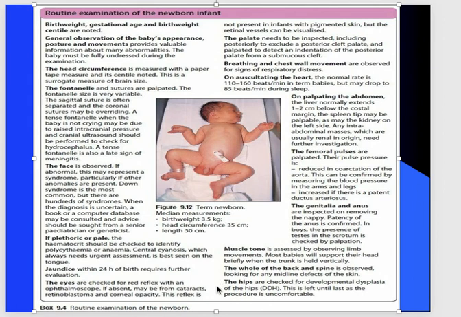Then go on to the neck, examine the neck, then go onto the chest and check whether the chest is expanding bilaterally equally or not. If it's expanding bilaterally equally, it means air entry is good in both lungs. There can be many problems, like diaphragmatic hernia, which can lead to abnormality in the chest movement.